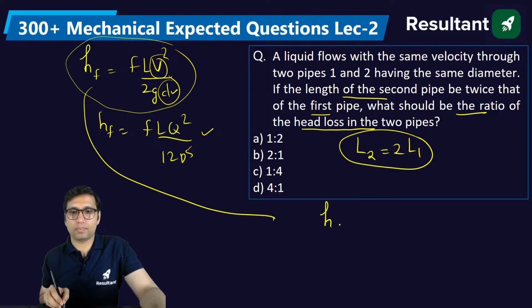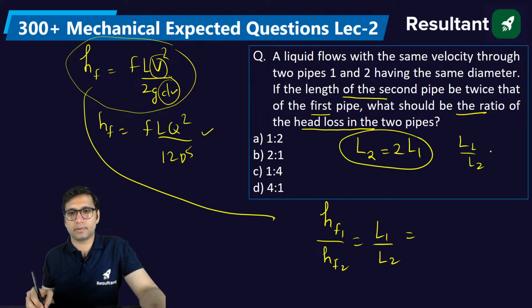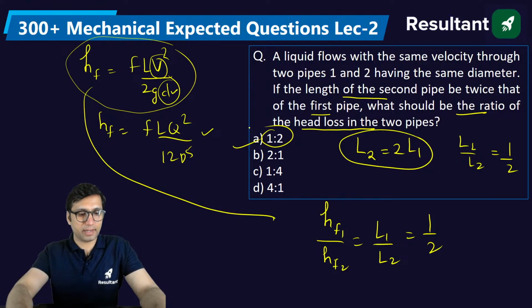Head loss in the first pipe to head loss in the second pipe will be equal to L1 by L2. L1 by L2 will be equal to what? It is 1 by 2. So the right answer will be option A.